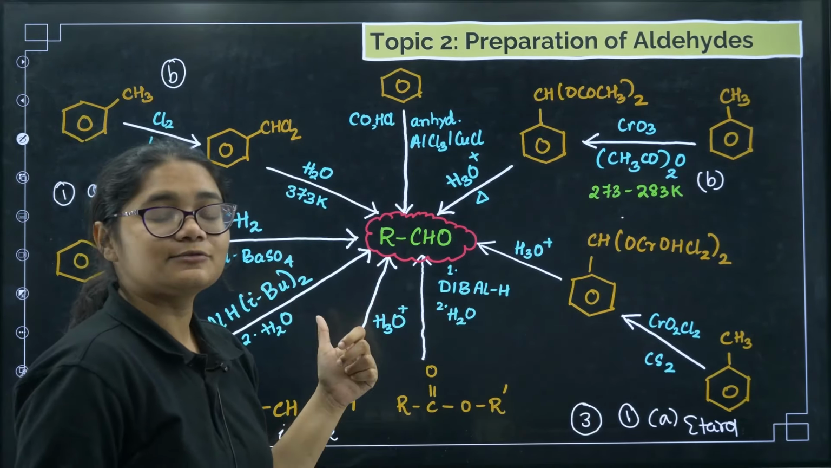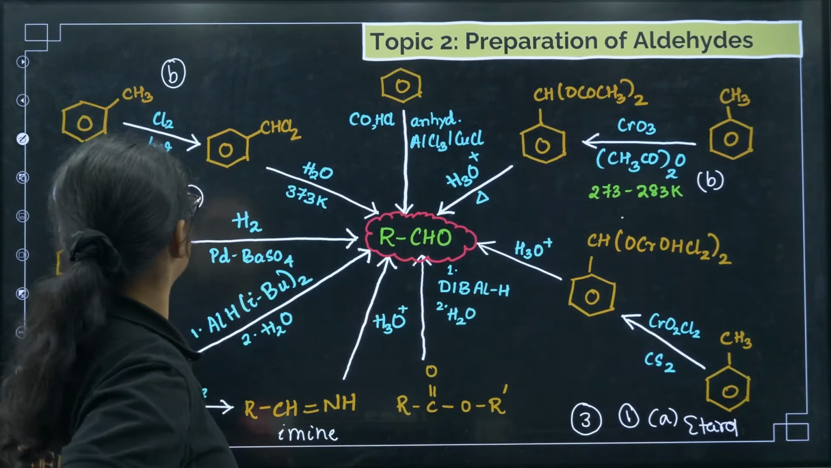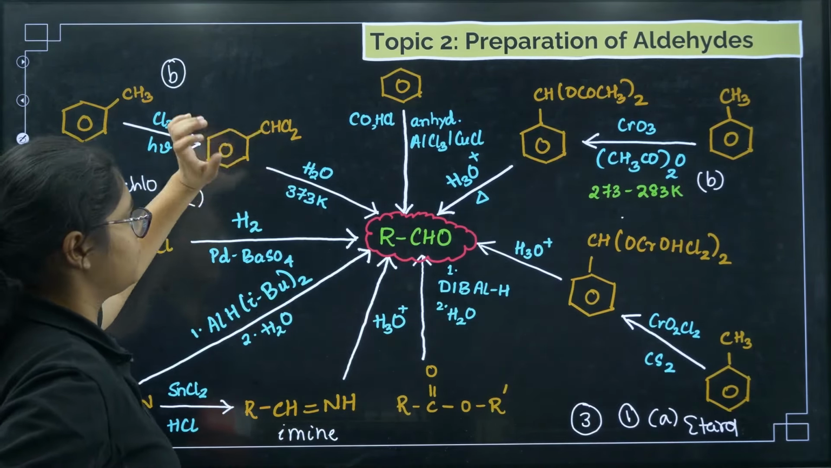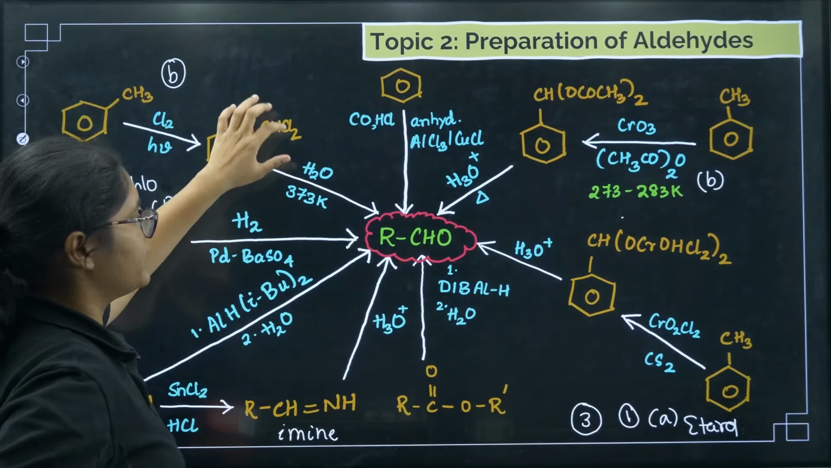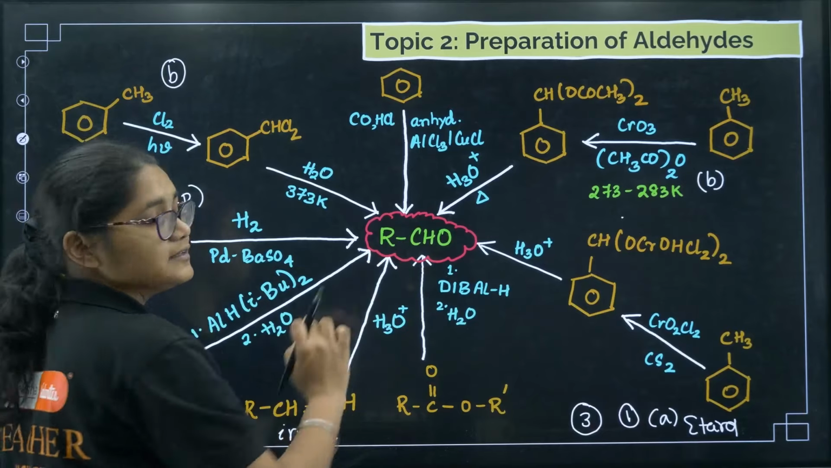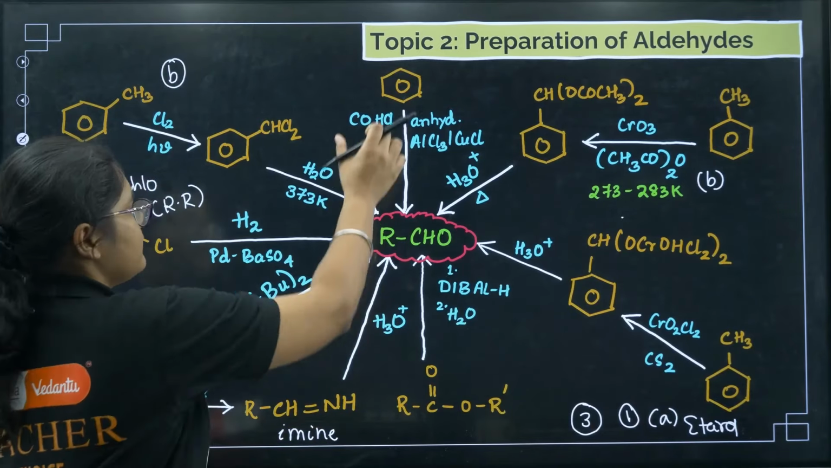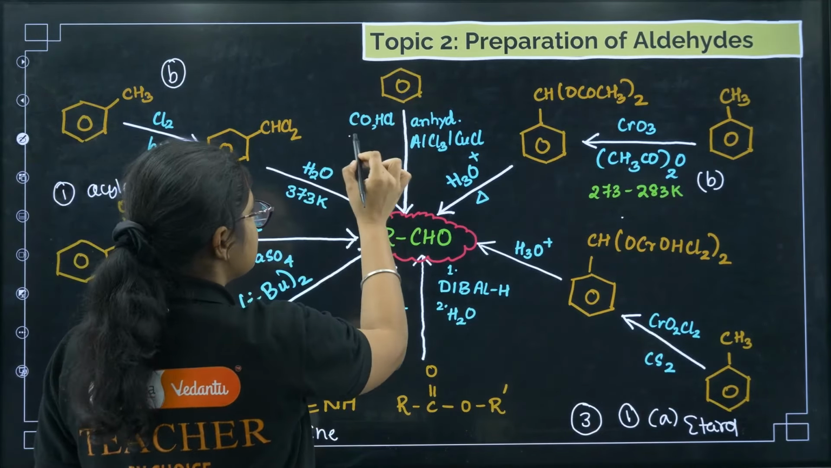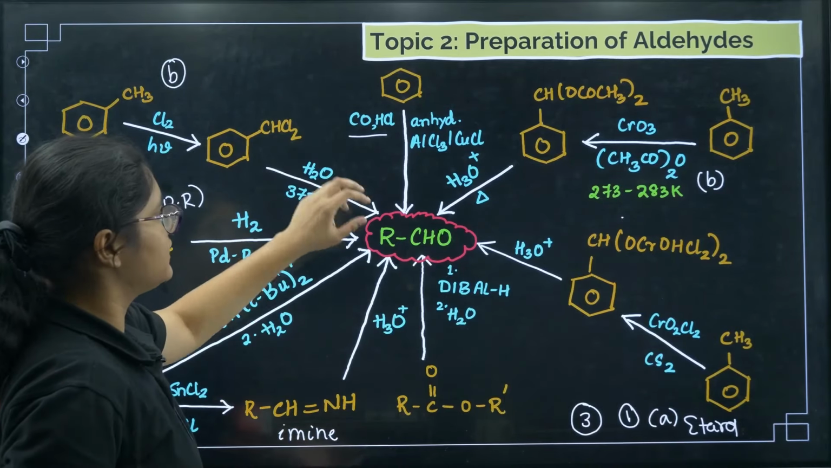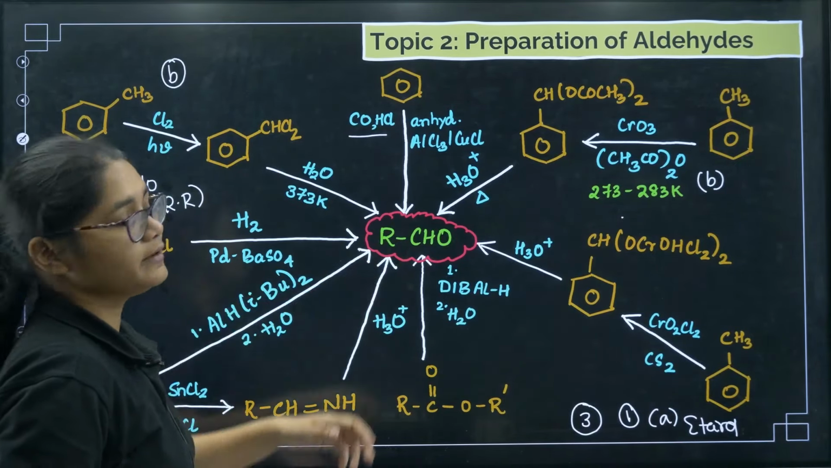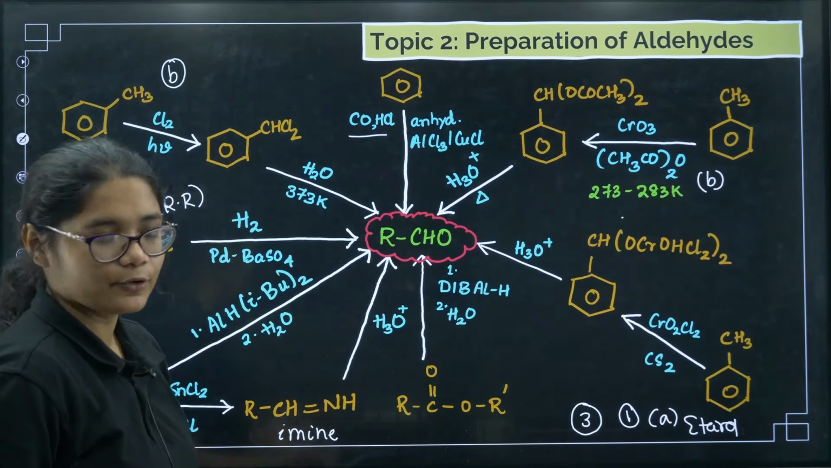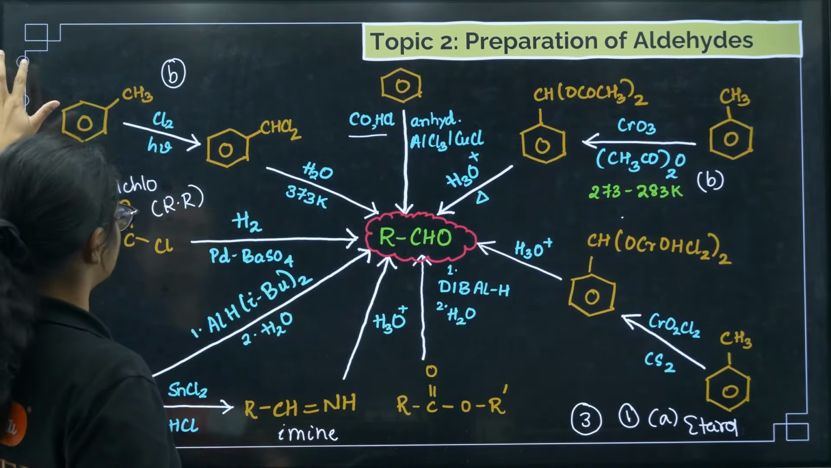Okay, and the next one is your side chain chlorination. You just treat it with chlorine and H nu, chlorine will come, then treat it with water, OH will come, and then it will undergo dehydration to give you RCHO. After that we have benzene with CO, HCl and anhydrous AlCl3 and CuCl. That one will give you RCHO, and you will get benzaldehyde. Okay, so these are the different reactions that you should remember.